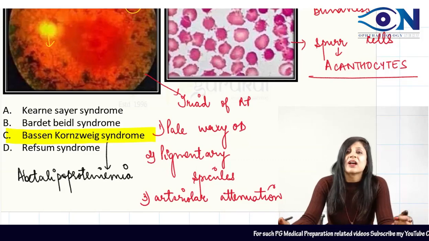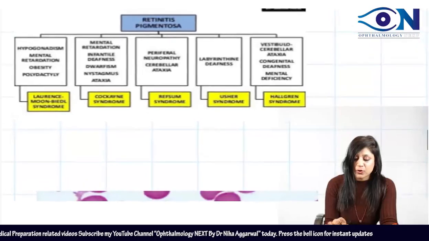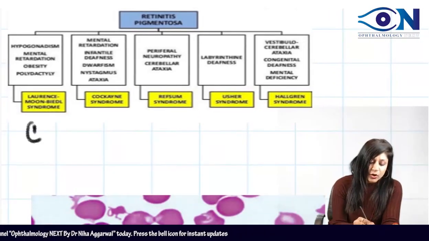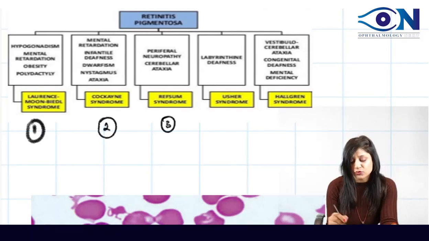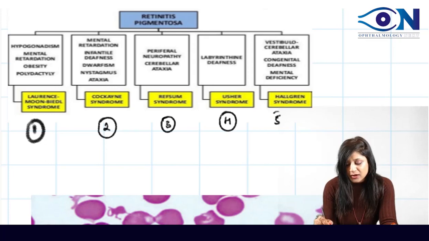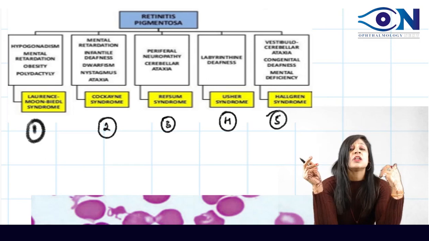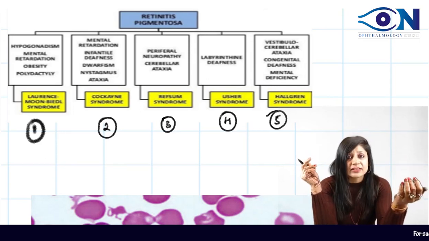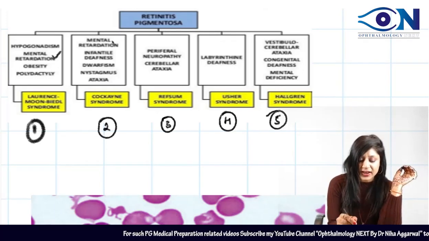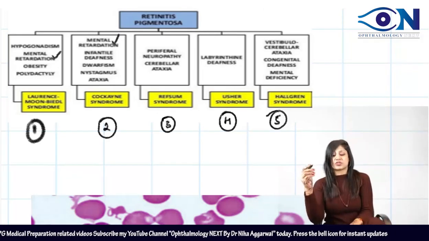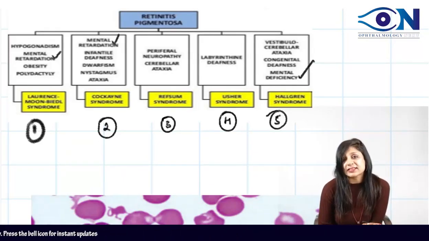So similarly, other systemic associations of retinitis pigmentosa are again very, very important. If you look at them, one is the Laurence-Moon-Biedl syndrome. Then we have the Cockayne syndrome, the Refsum syndrome, the Usher syndrome, and the Holmgren syndrome. So what are the different things? In the Laurence-Moon-Biedl syndrome, you will have obesity, hypogonadism, and polydactyly. Mainly we have mental retardation included in many of them, mental deficiency you are finding in many of them here also. In Refsum syndrome, you have cerebellar ataxia and peripheral neuropathies.